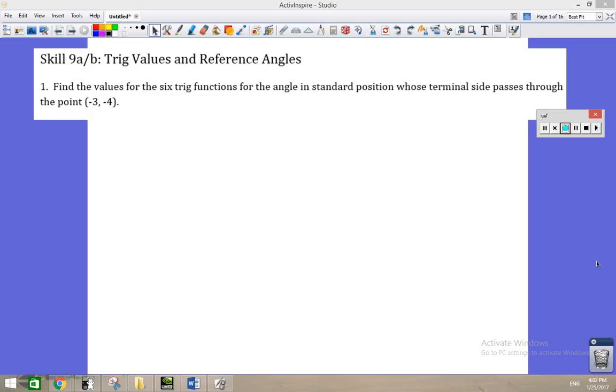All right, so let's take a look at these problems. I think I'll do the first four on the same video because they all have the same directions. It wants us to find the values for the six trig functions for the angle in standard position whose terminal side passes through the point.